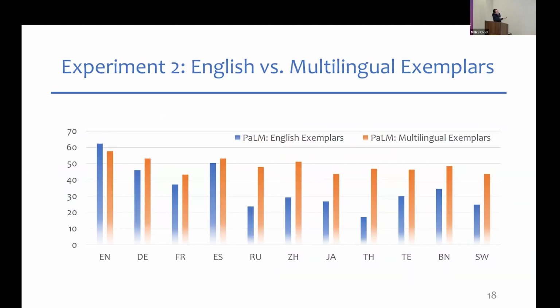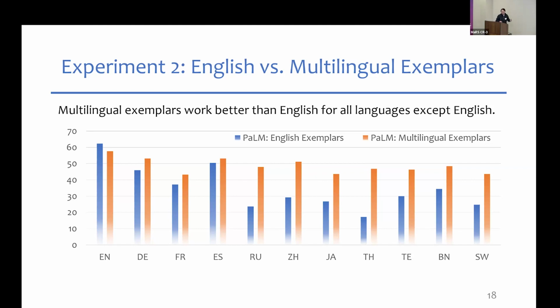The first bar of each section is the English-only exemplar performance, and the second bar is the multilingual exemplar performance. And actually, multilingual exemplars work very well, except on English itself. So this is also sort of expected. And it's more impressive that we use the prompt exemplars in English for the high resource languages, which are the first 6 shown in this plot, the left 6.